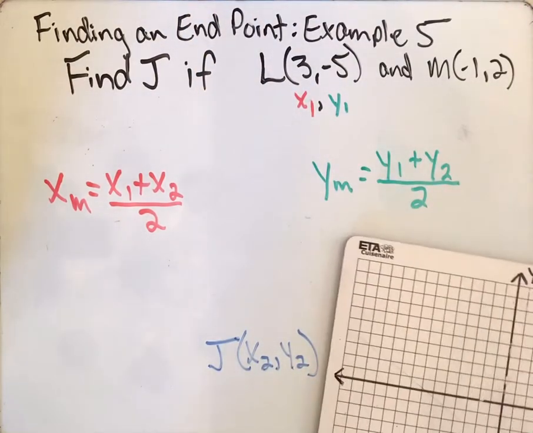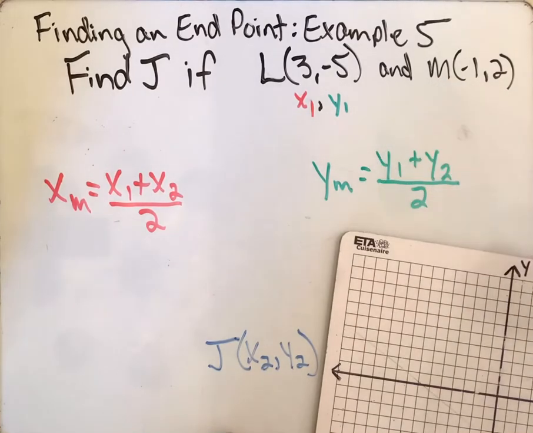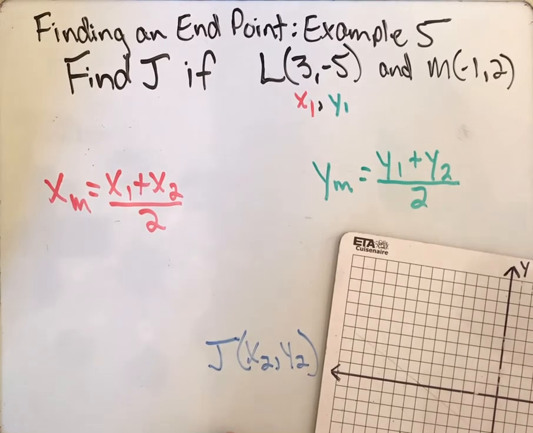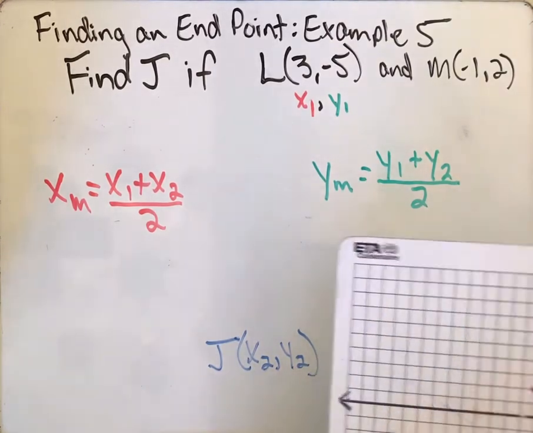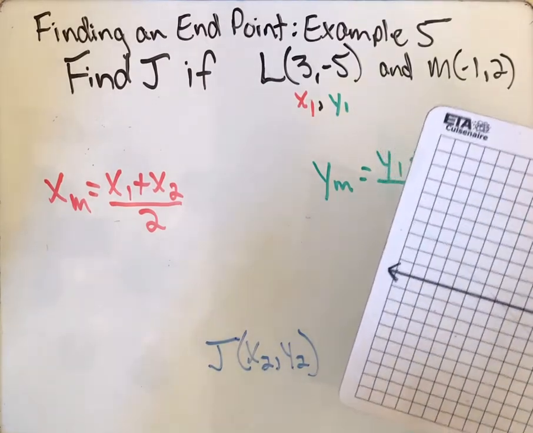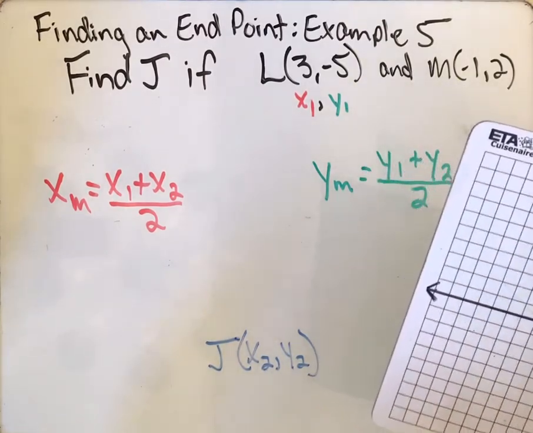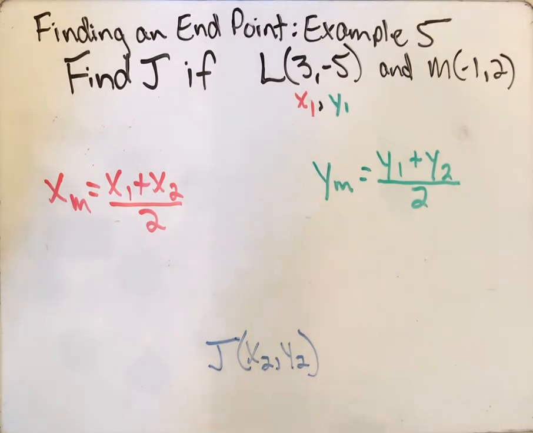Let's say we've got L at (3, -5), and we've got the midpoint at (-1, 2). So this is M, and this is L. We want to find J, which is going to be somewhere up here. If you graph these, you can get an idea where the point needs to be, even if you don't know exactly where it's at. So that's the idea.